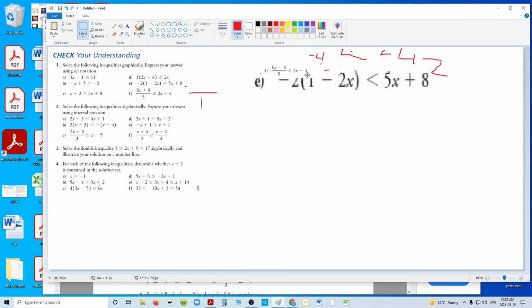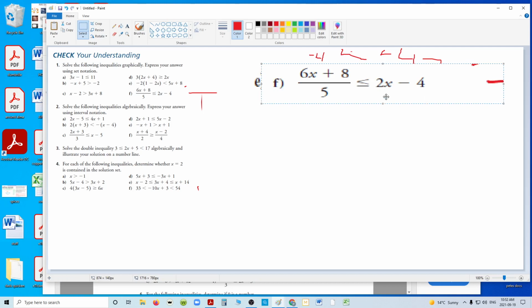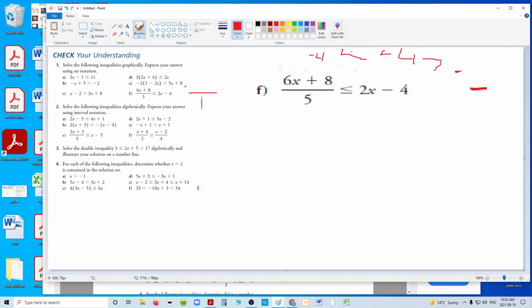Well, how do you solve these ones? The secret to get rid of any fraction on the side is you consider it all in brackets. And you multiply both sides by 5. It obviously cancels out here, and you're just left with the 6x plus 8. And on the other side, the 5 is multiplying everything in this bracket. That's why brackets are really important. And so you get smaller or equal to 10x minus 20.